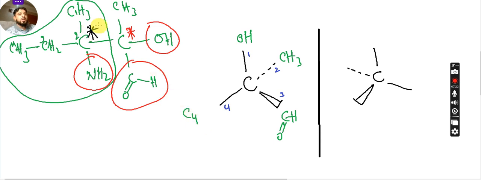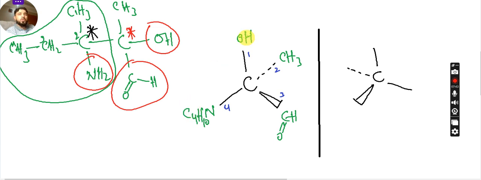Four carbon atoms. How many hydrogens? 3, plus 3 is 6, plus 2 is 8, plus 2 is 10. So 10 hydrogens. And then we have one nitrogen. That's it, 1 nitrogen. If I want to write it open, it will take a lot of space, so it's better to write in a combined form.